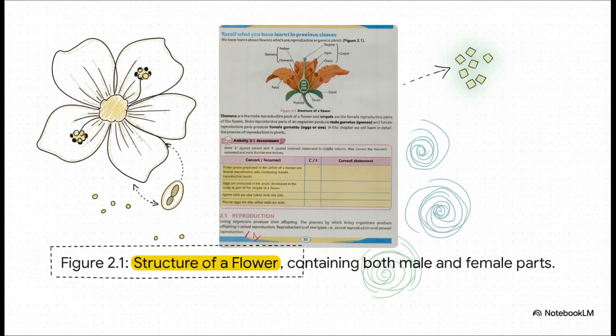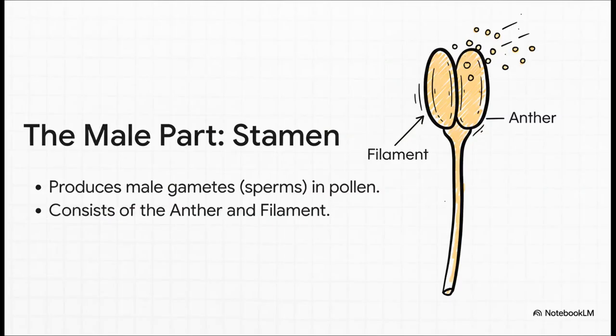And here it is, the basic blueprint of a flower. What's so amazing is that a single flower often has both the male and the female reproductive parts, all packed into one beautiful little package. Let's zoom in and meet them. First up, let's look at the male part. It's called the stamen. Its main job is to produce the male reproductive cells. These cells are carried in those tiny little grains we call pollen.